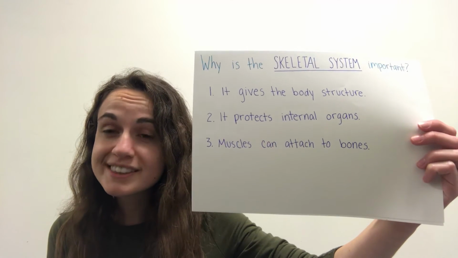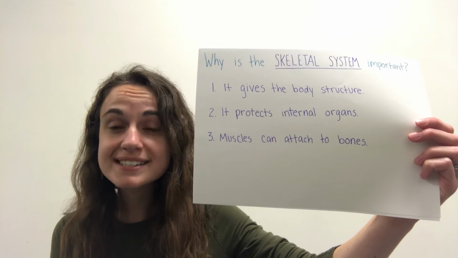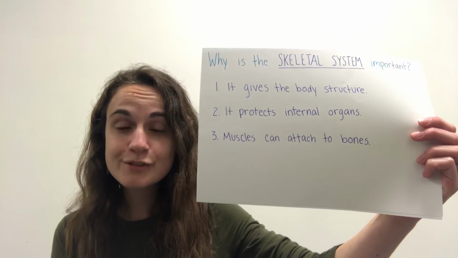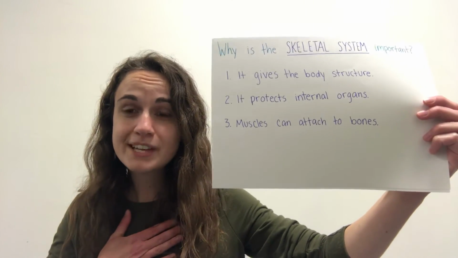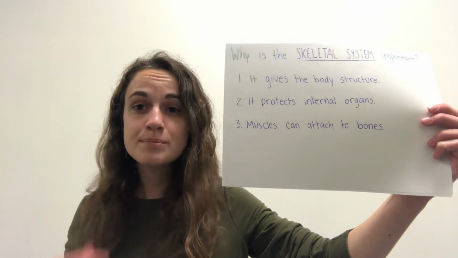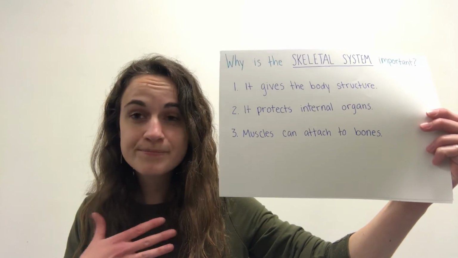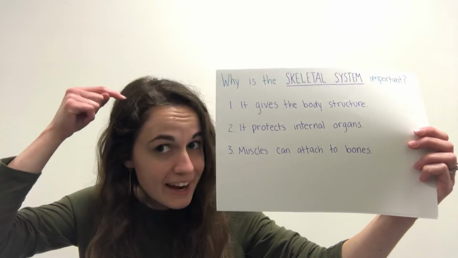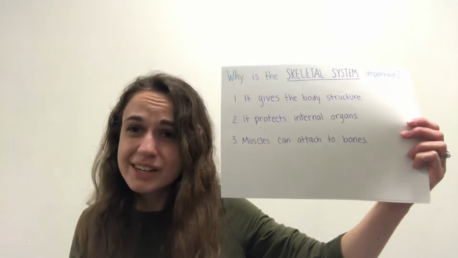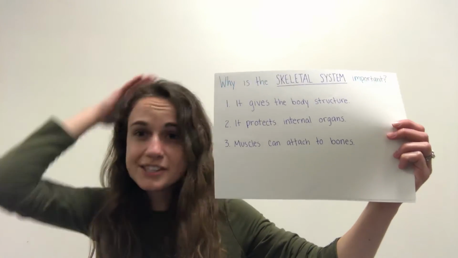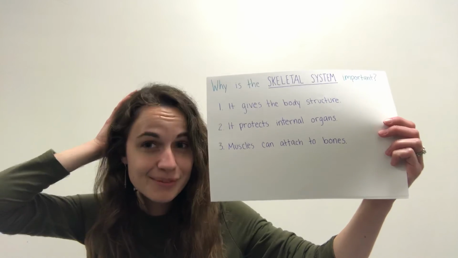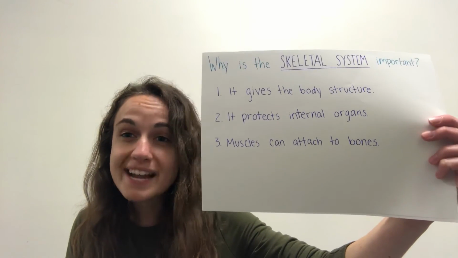Number two, the skeletal system protects internal organs. For example, your heart, it could be injured very easily, but your ribs, the bones in your chest, protect your heart. Or in your head, your brain is inside, and that's very important. So the bones in our head, or the skull, which we learned today, protects your brain.